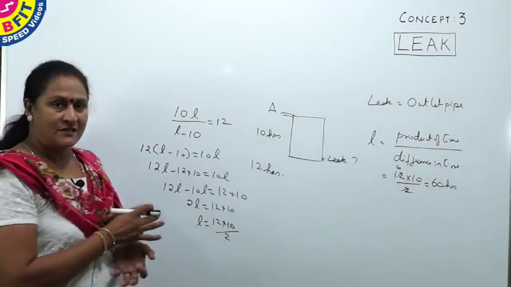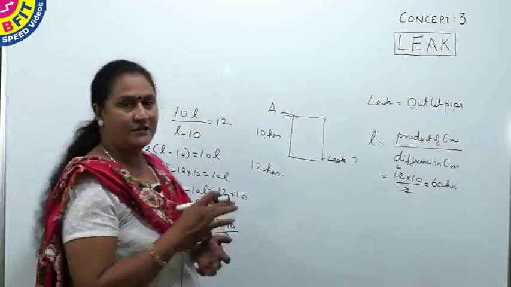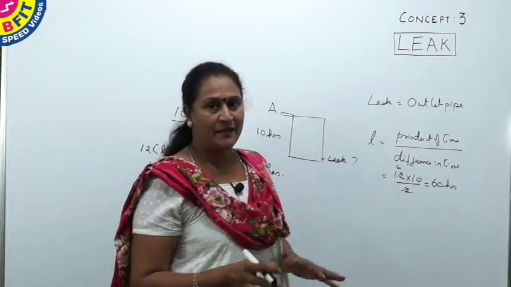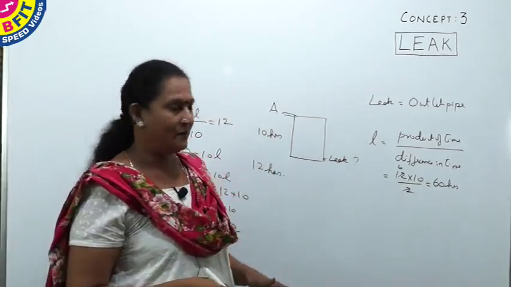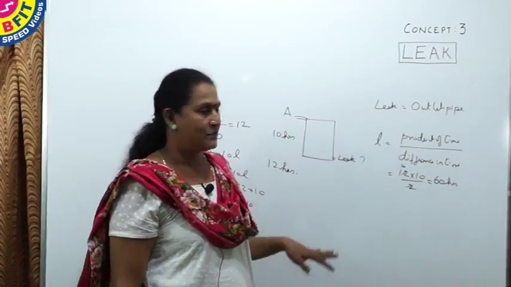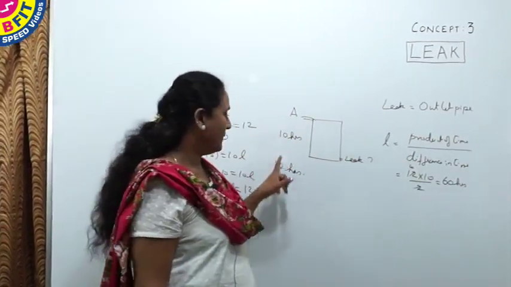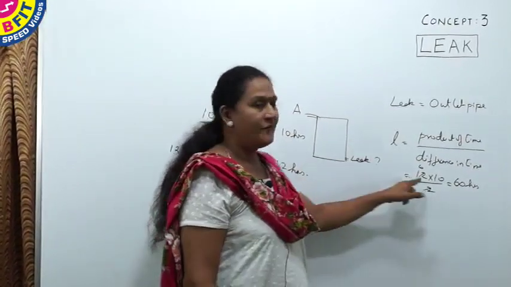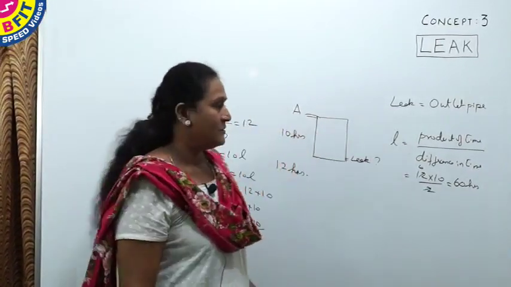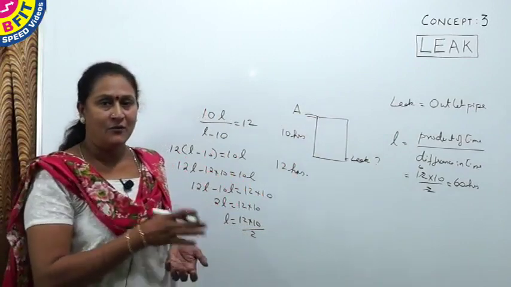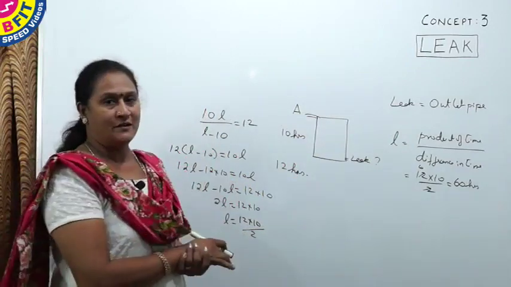So when they ask questions regarding this leak, it is nothing but a pipe which is emptying. You can follow the same pattern, and the time taken by the leak is got by the product of the times which are given, that is the usual time and the time taken now, by the difference in these times. So now we'll see an example of how to work out using this concept.